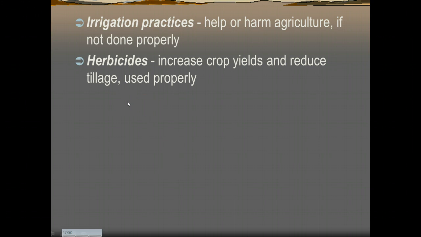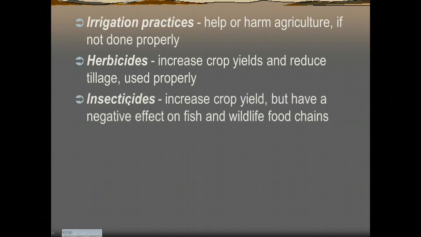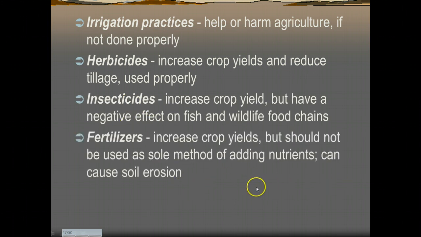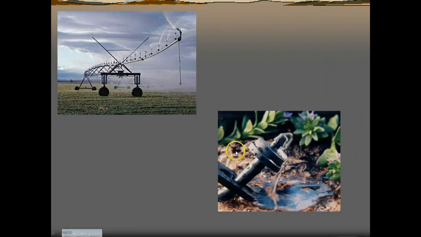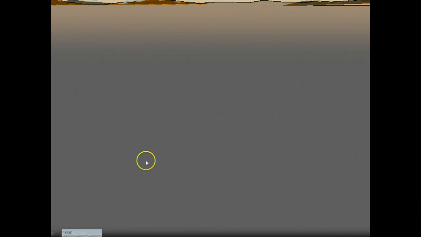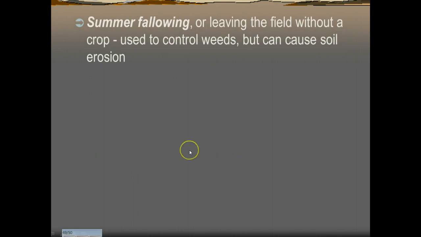Herbicides can increase the crop yields, but you might know from what we talked about earlier that they would have a negative effect on fish and wildlife. And then we also talked a little bit about how the overuse of fertilizers can hurt the soil. It can hurt mostly, though, the water when the fertilizers leak through into the soil. So irrigation is something that's obviously necessary, but something that might end up hurting what's going on.